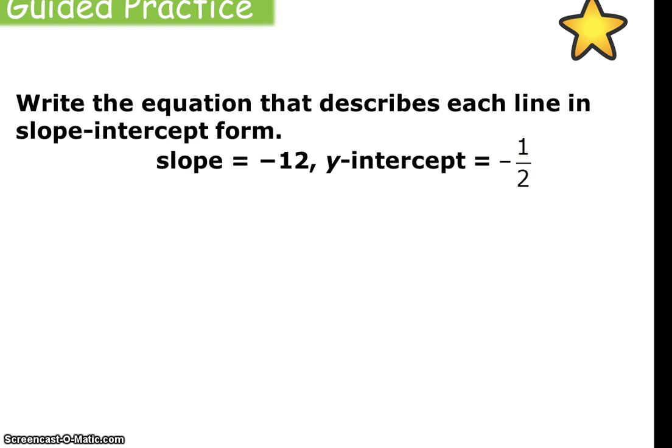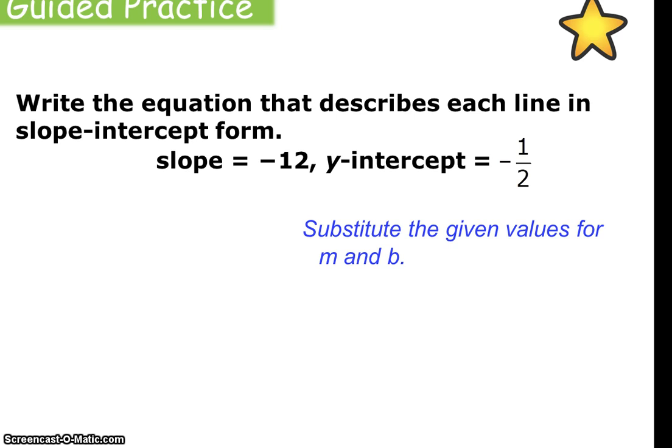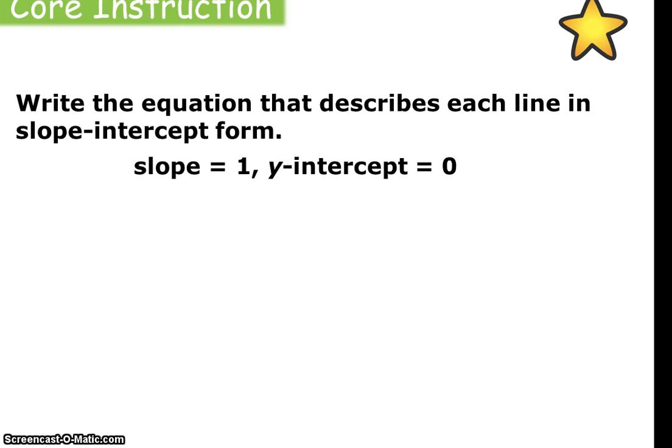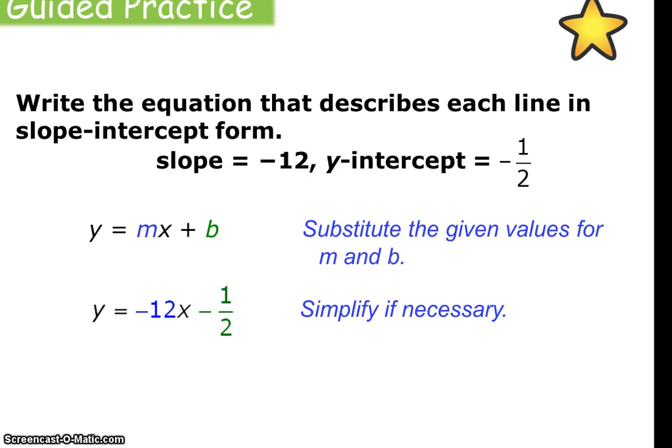All right, welcome back. So if we just substitute the quantities for the given variables in the slope-intercept form, that gives me y equals negative 12x minus 1/2. Simplify if I could, but I can't, so that's my final answer.